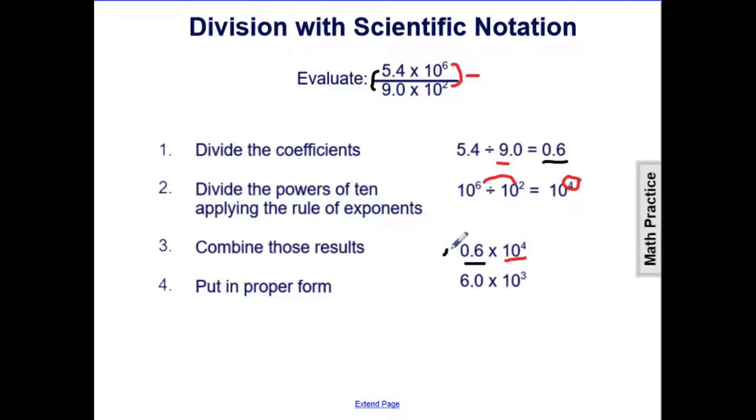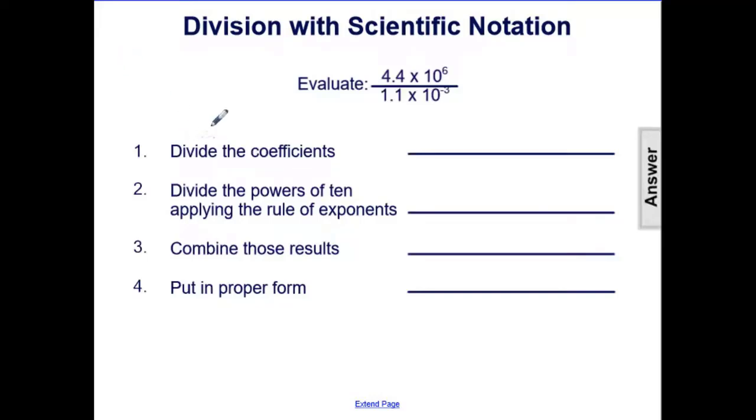We're then combining those results, the 0.6 coefficient with the 4 exponent, and we're putting it in proper form because 0.6, if you notice, is not greater than or equal to 1. So we have to make it into 6, but since our number got larger, our exponent has to get 1 smaller. So our final answer would be 6.0 times 10 to the 3rd.